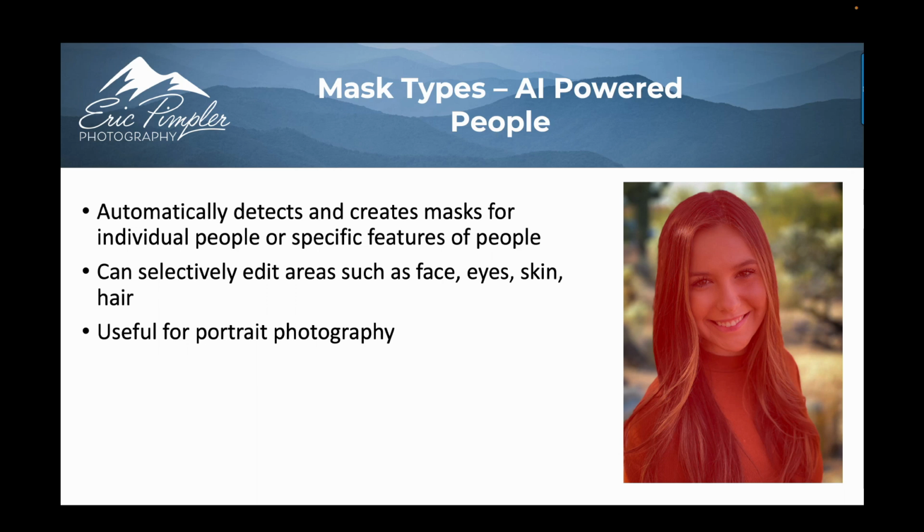And then the final type of AI-powered mask type is the people mask. This is good for automatically detecting and creating masks for individual people or for specific features of a person. It gives you the ability to selectively edit areas of a particular person, such as the face, the eyes, the skin, the hair. And so the obvious usage of a people mask, of course, is for portrait photography, where you need to enhance your portrait as needed.